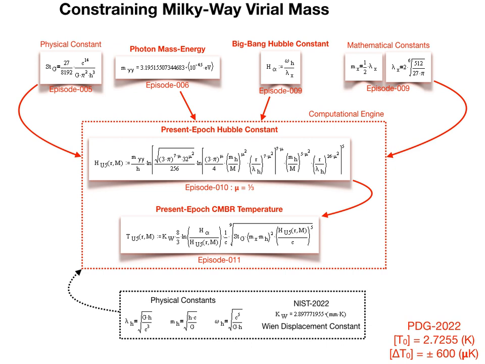If their values of virial mass fall within the experimental tolerance of the particle data group 2022 cosmic microwave background radiation temperature value, then their virial mass estimate is valid. If it falls outside this tolerance, then their estimates are invalid and may contradict the standard model of cosmology. Let's first look at what the experts are saying.